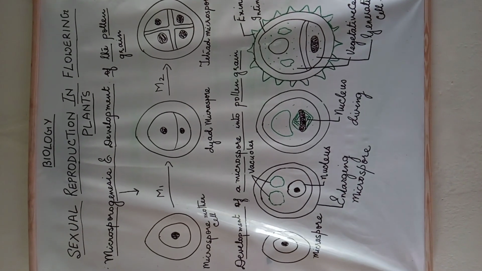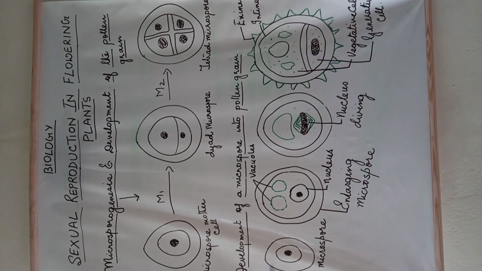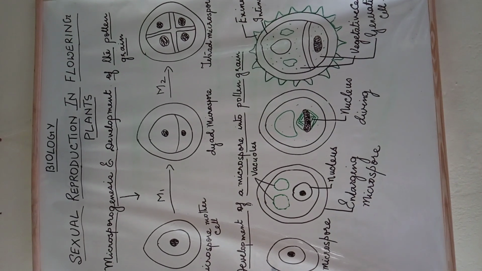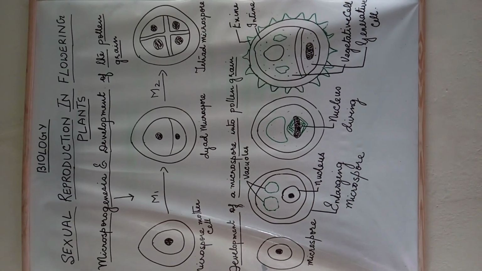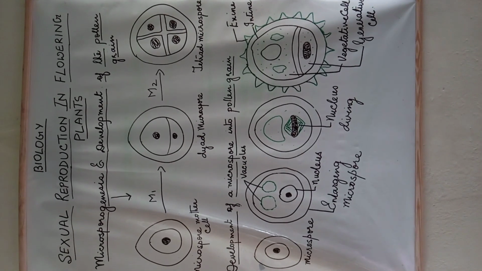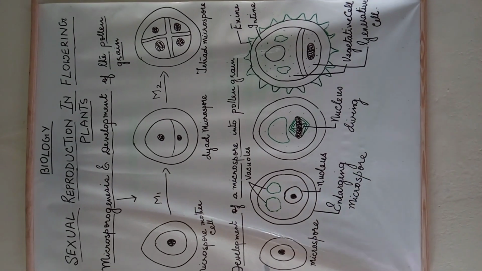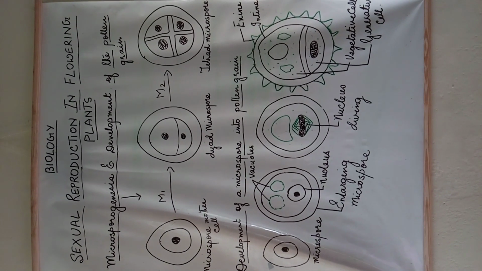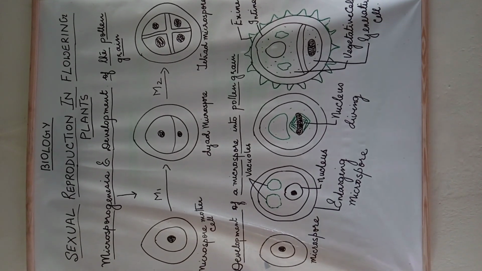Well, students, we earlier talked about the sporogenous tissues. The sporogenous cells, called the microsporocytes, may directly function as microspore mother cells or undergo a few mitotic divisions to increase their number before they function as microspore mother cells.